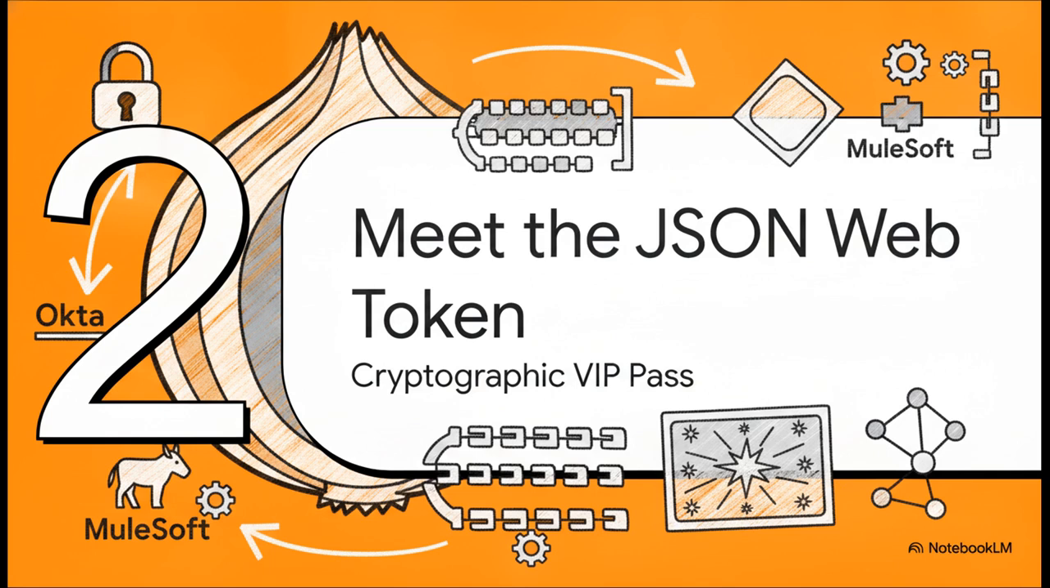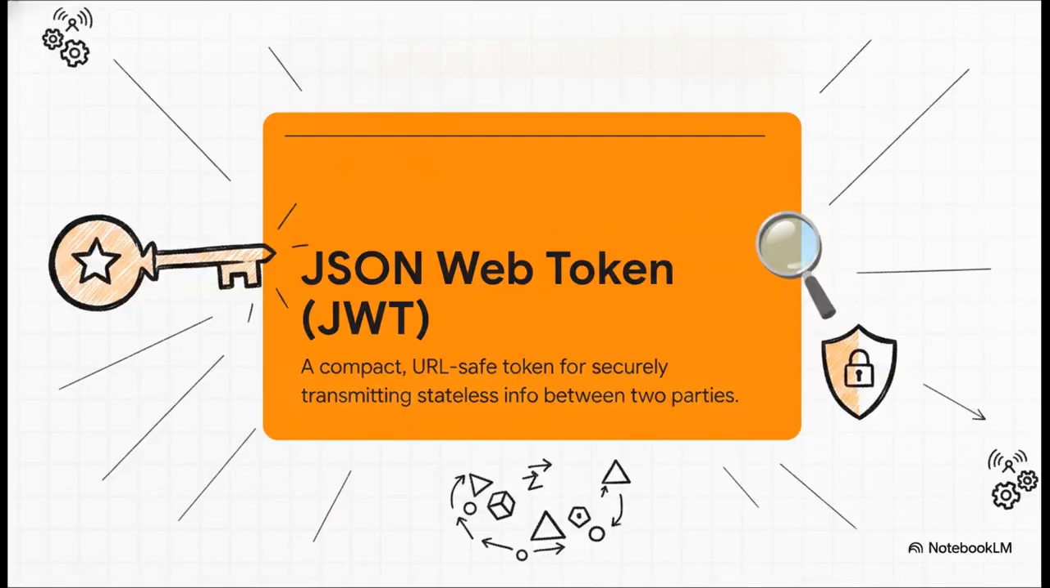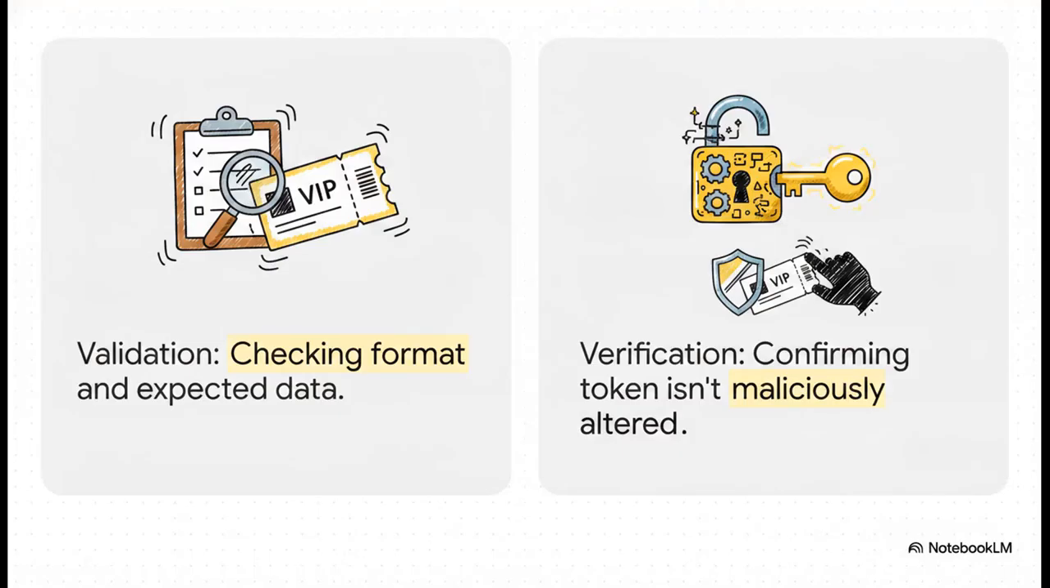Let's peel back the next layer of the onion and see the tech that actually makes this stateless trust a reality. Enter the JSON Web Token, or JWT. You can really just think of a JWT as this sort of cryptographic VIP pass. Once Okta verifies who you are, boom, it issues this pass. And the true magic here is that it carries all the necessary user info securely within itself. The API gateway doesn't need to phone home to Okta to ask if the pass is valid, because the pass mathematically proves its own validity. How cool is that?